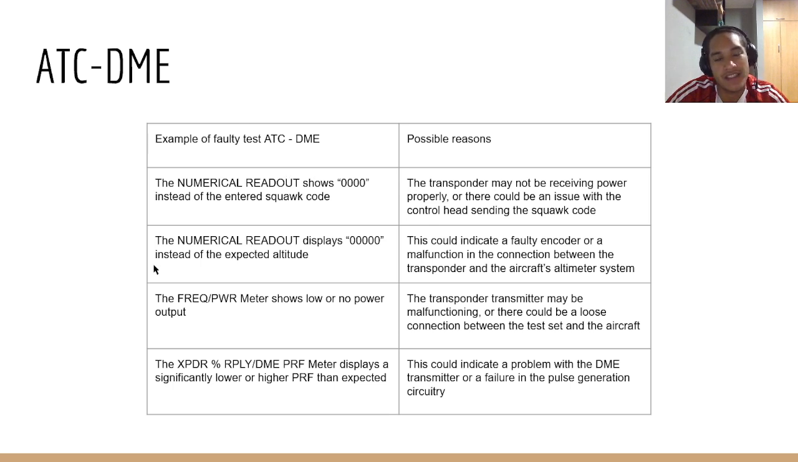Then in the numeral readout, but this is in Mode C with the altitude, it could be an encoder or a malfunction of the connection between the transponder and the aircraft altimeter system. But there is more of a point on the encoder, because it could be a false reading in the gray code. We know that the gray code is a special type of coding.